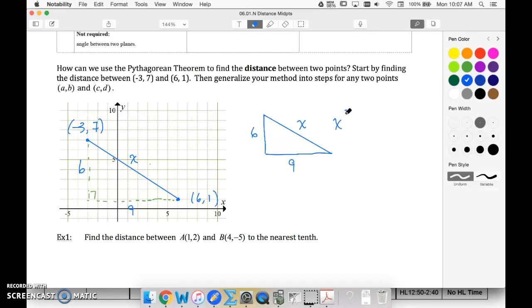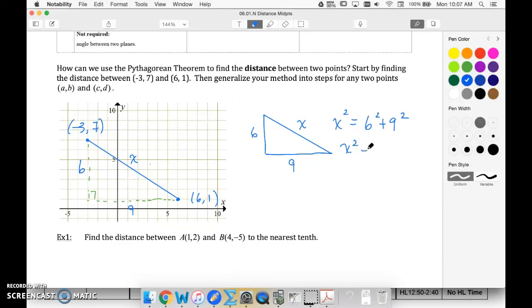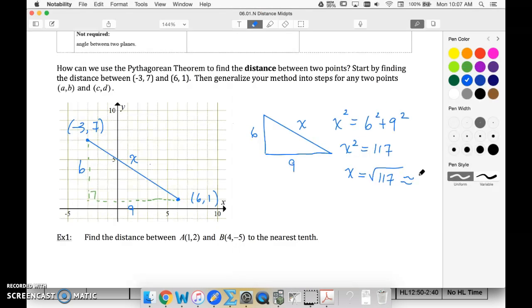Pythagorean theorem tells me that x squared is equal to 6 squared plus 9 squared. So that means that, let's figure that out, 6 squared plus 9 squared, I get 117. So x squared is 117. That must mean x is the square root of 117. And then I could do my approximate. So square root of that, 10.8 is my distance between those 2 points.